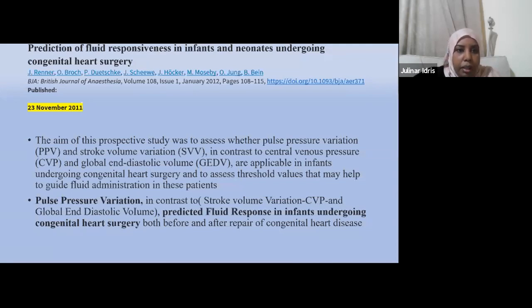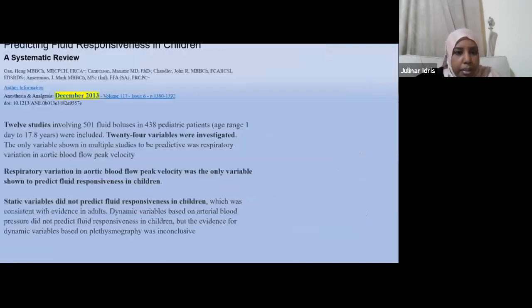But as we said, this pulse pressure variation and stroke volume variation has its limitation because they need strict conditions. The patient should be ventilated. He should have normal rhythm, normal RV function, and normal respiratory compliance.